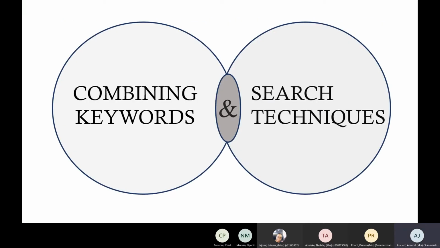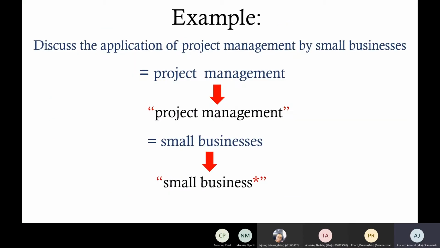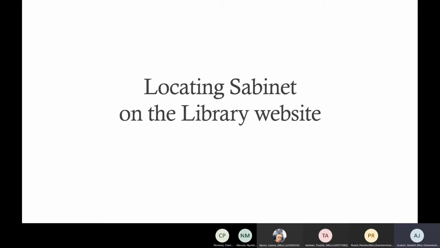Now you can combine these keywords and the search techniques to enhance your search results. And this is the example. So in other words, project management, you can put your quotation marks. Small businesses, you can also add quotation marks, but also the truncation symbol on business. So if you do that, you will find much more information.